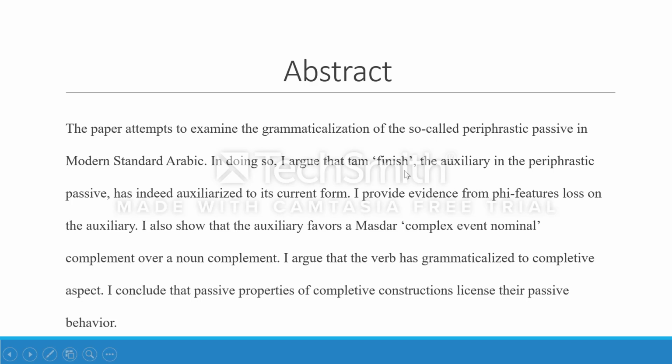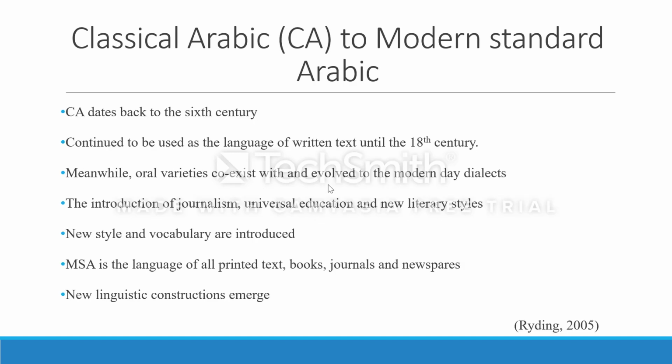The first evidence comes from the shift of tem complement from noun in classical Arabic to a masdar in modern standard Arabic. The second evidence comes from the loss of gender inflection on the auxiliary. I'll also show that modern standard Arabic allows completive aspect to perform passive function. But before I talk about passive constructions in Arabic, I'll give a quick background about classical Arabic and modern standard Arabic.